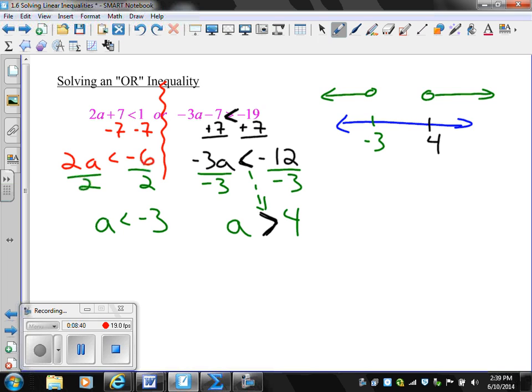Anyway, so I do get the solution I'm looking for. I get these 2 rays, one pointing left, one pointing right. And again, this is the OR situation that's pointing away from some center point, if you will.